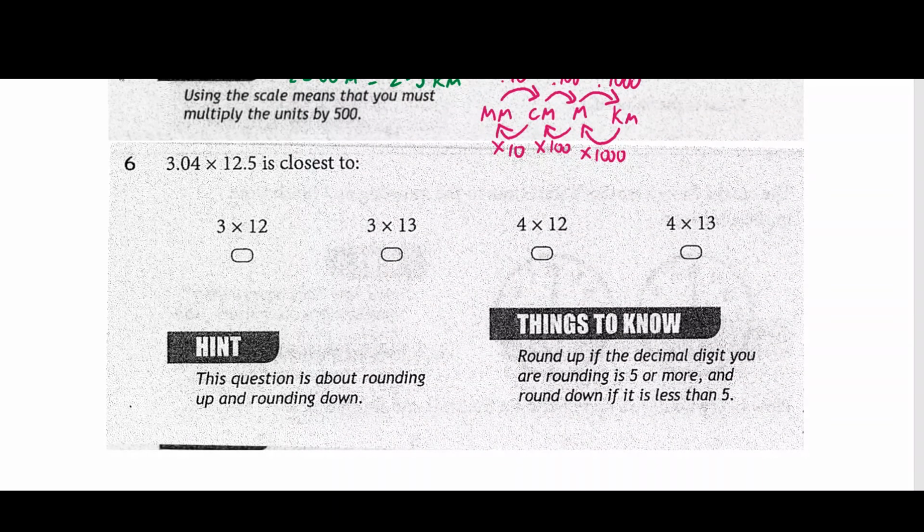Now, next. 3.04 times 12.5 is closest to. Let's have a look at this one. We're allowed to use our calculator, so we can figure out the exact answer here. What we would type in on our calculator is just this, 3.04 times by 12.5, which gives 38.